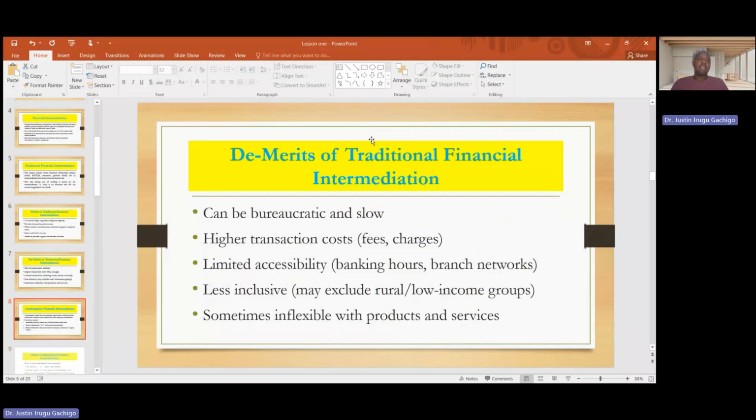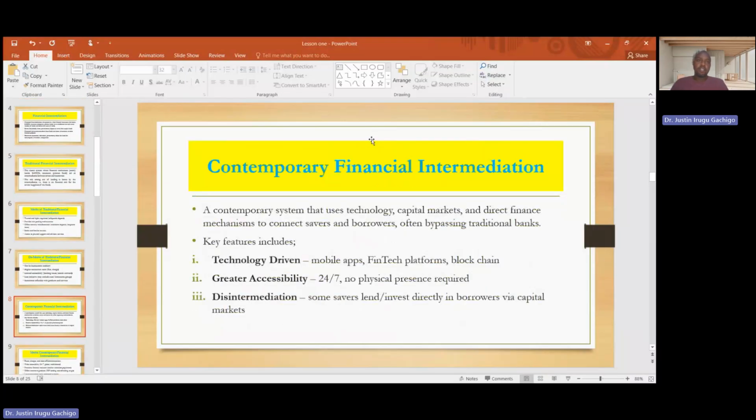Now, let us look at contemporary financial intermediation. These are the ones driven by technology. In the capital market, they use a direct finance mechanism to connect savers and borrowers, often bypassing the traditional bank. Remember, we have said that in financial intermediation we have savers on one side, the financial institution in the middle, and the borrowers on the other side. But in contemporary financial intermediation, these banks are being bypassed.